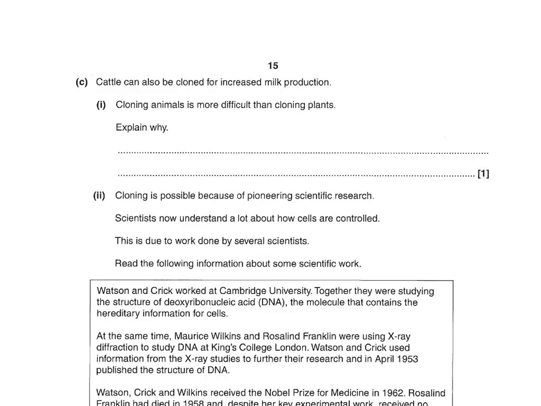Next question says, cattle can also be cloned for increased milk production. Cloning animals is more difficult than cloning plants. Explain why. And there's a key word you must make sure you get into this answer, and that is differentiate. So you can either say that animal cells lose the ability to differentiate, or we can say plant cells retain or keep the ability to differentiate, but you must make sure you use the word differentiate in your answer. So remember that animal cells lose that ability to differentiate, and plant cells keep it. They keep the ability to differentiate. You could say also that plants retain stem cells, but animals do not.